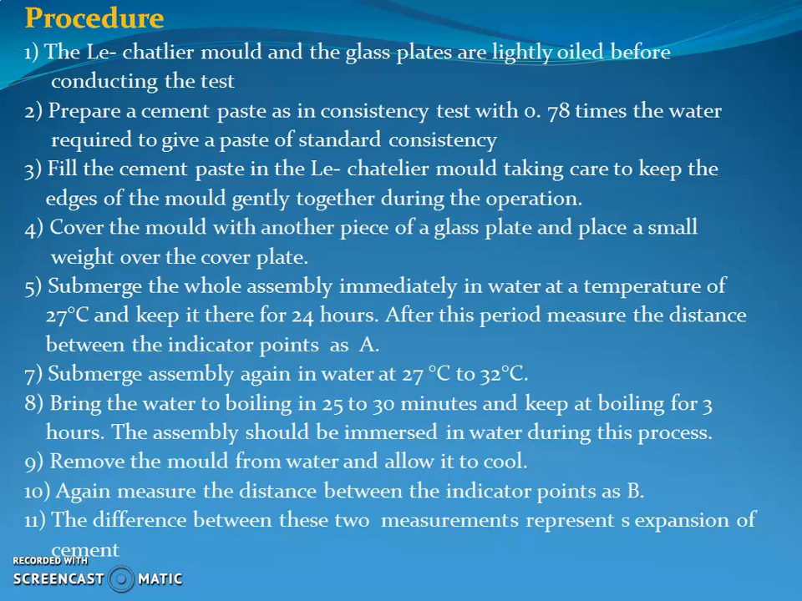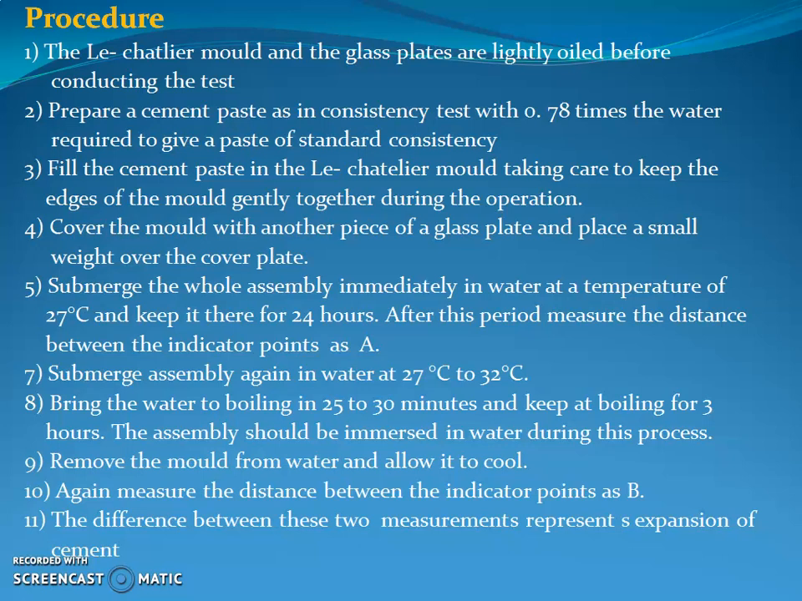Then prepare a cement paste with 0.78 times the water required to give a paste of standard consistency. Then fill the cement paste in the Le Chatelier mold, taking care to keep the edges of the mold gently together during the operation. Now cover the mold with another piece of glass plate and place a small weight over the cover plate. Now submerge the whole assembly immediately in water at a temperature of 27 degrees Celsius and keep it there for 24 hours.